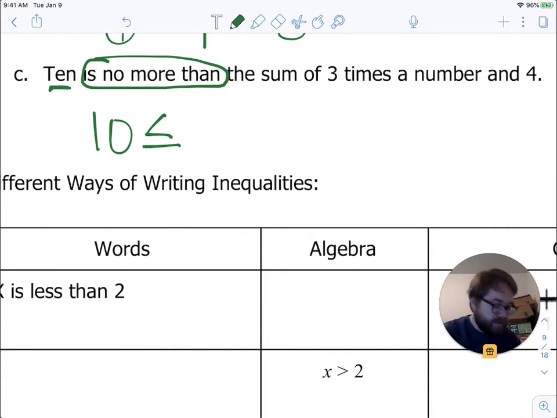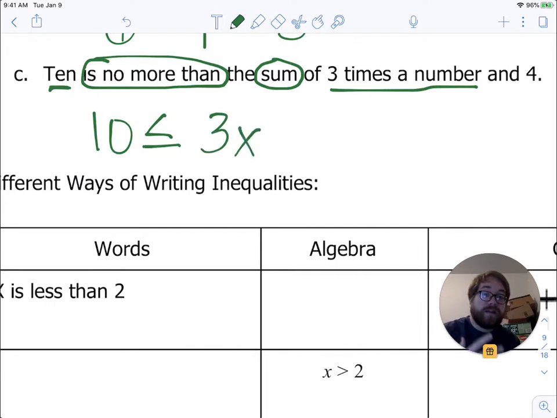10 is no more than the sum. Okay? The sum. Now, it says sum right there, but does that mean we're going to put a plus sign right here? No, right? A plus sign is always in the middle between something, so we need to read the whole thing first. So just because it says sum next doesn't mean that it's going to go right next. 3 times a number, so the sum of 3 times a number, we can just call that number x, right?